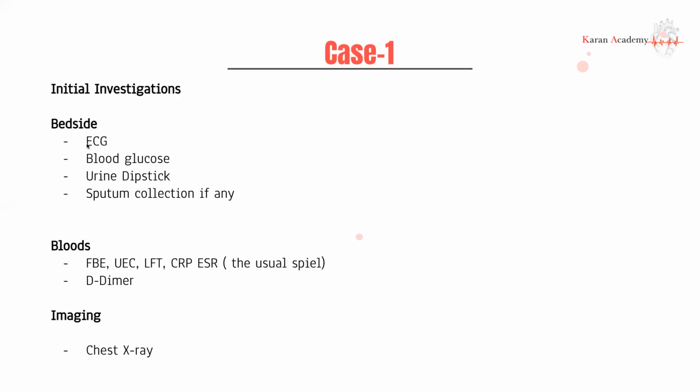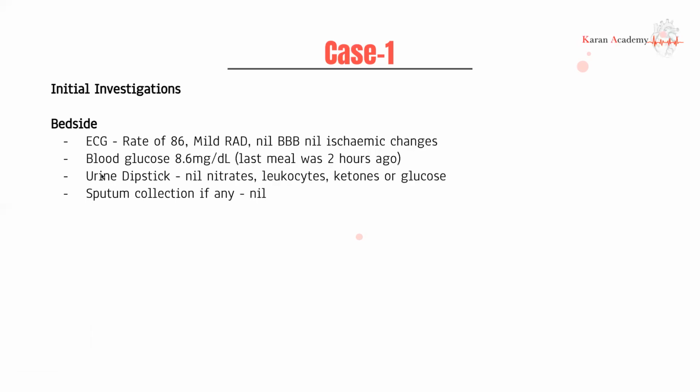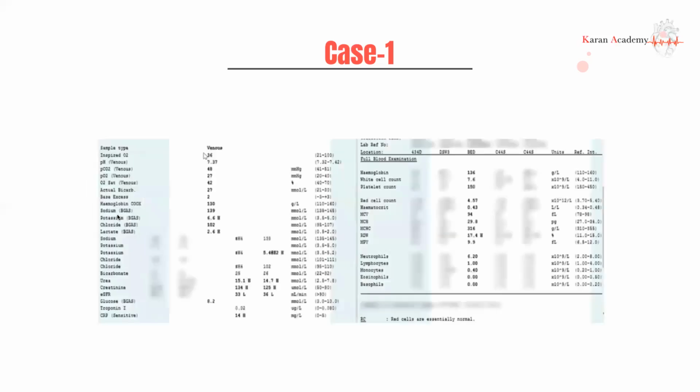Now, what do we do next? Some investigations. And again, we go through the exact list I talked about earlier. What are the findings? So an ECG rate of 86, mild right axis deviation, no bundle branch blocks. Her blood glucose is 8.6, and her last meal was about 2 hours ago. Urine dipstick doesn't show any nitrates, leukocytes, ketones, or glucose. And there is no sputum collection because she doesn't have any sputum, right? I've also taken this to show a few important things that I thought were relevant.